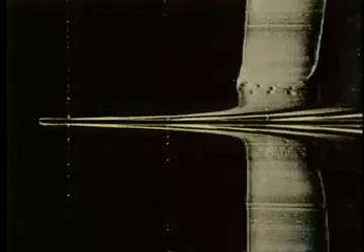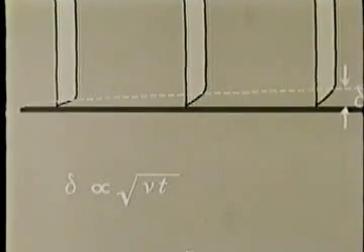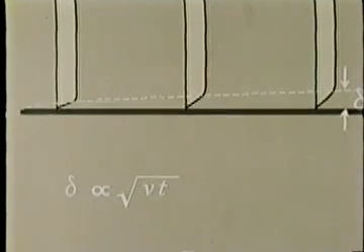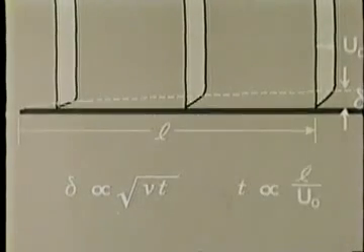We can relate the factors controlling this growth process in the following simplified manner. The diffusion length delta increases as the square root of the product of the kinematic viscosity nu and the time of diffusion t. At a distance L from the leading edge, the diffusion time is proportional to L divided by the free stream velocity u0.